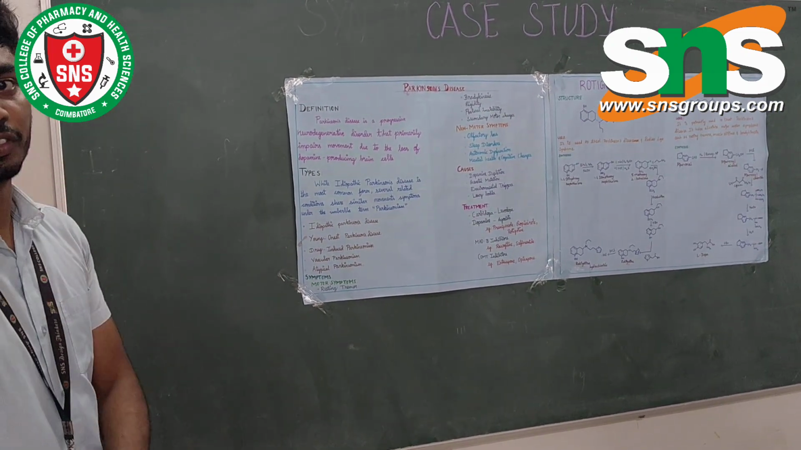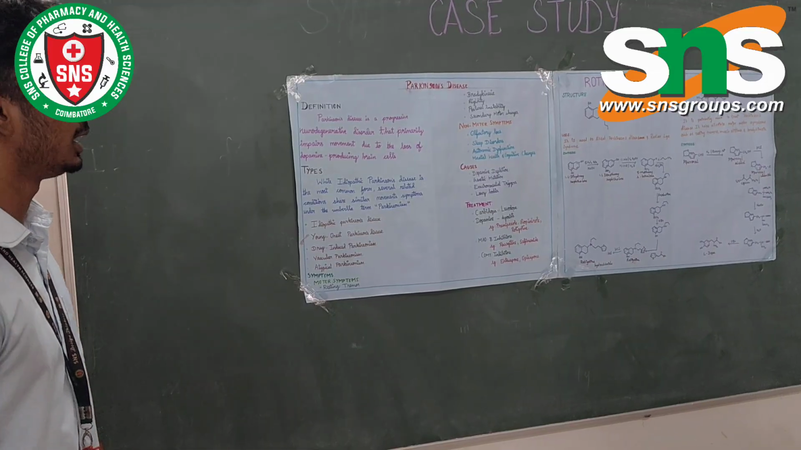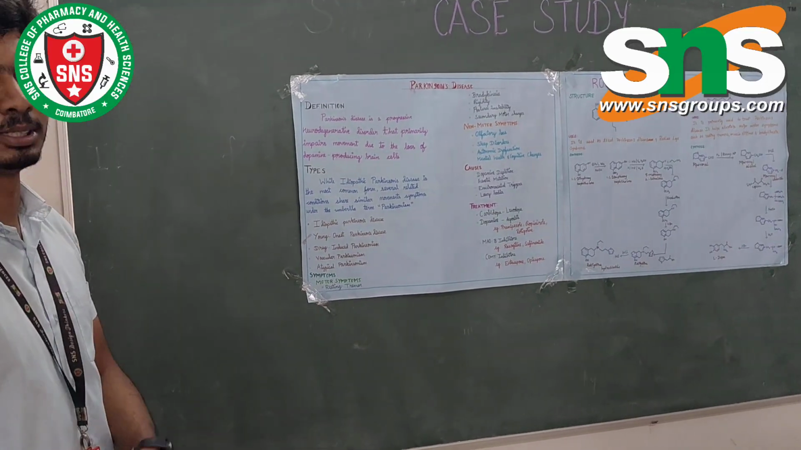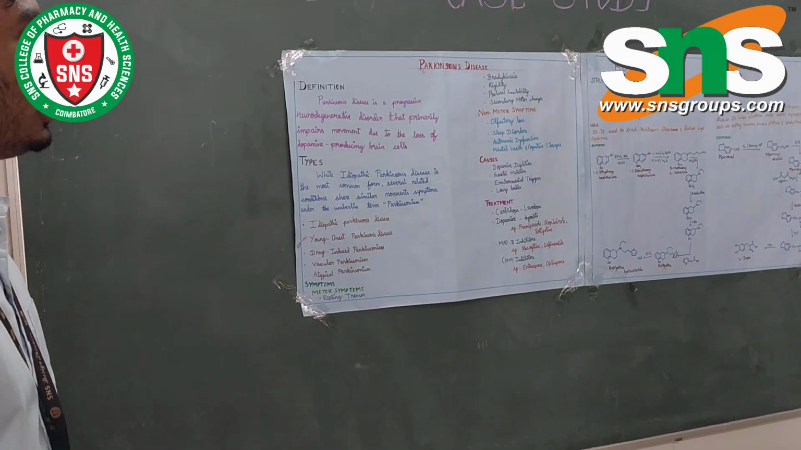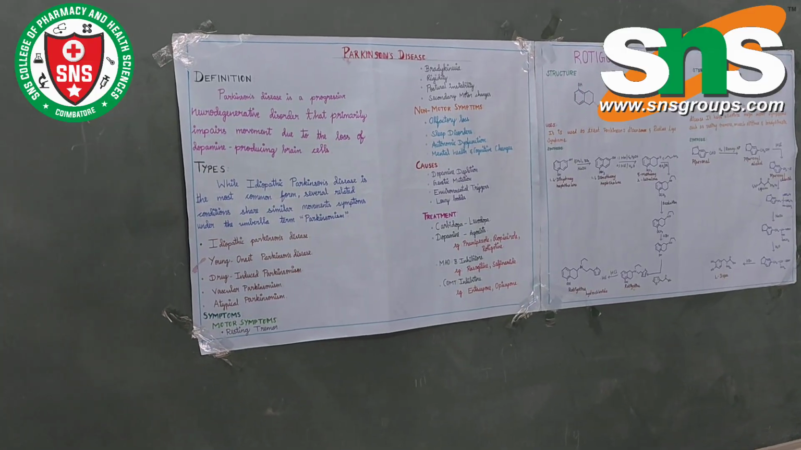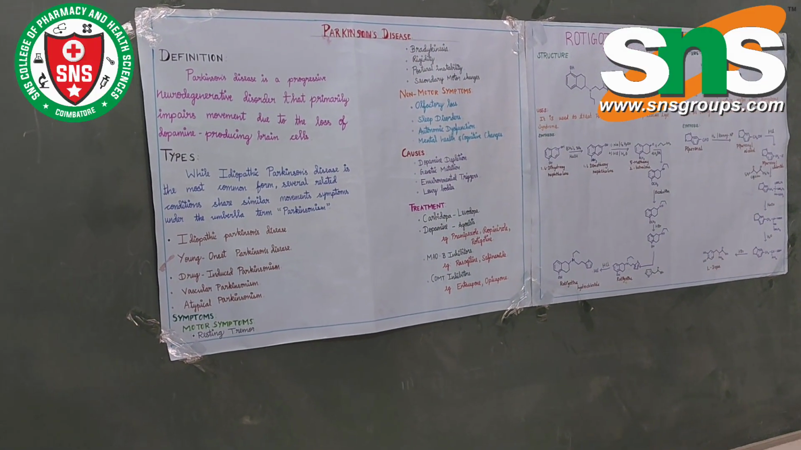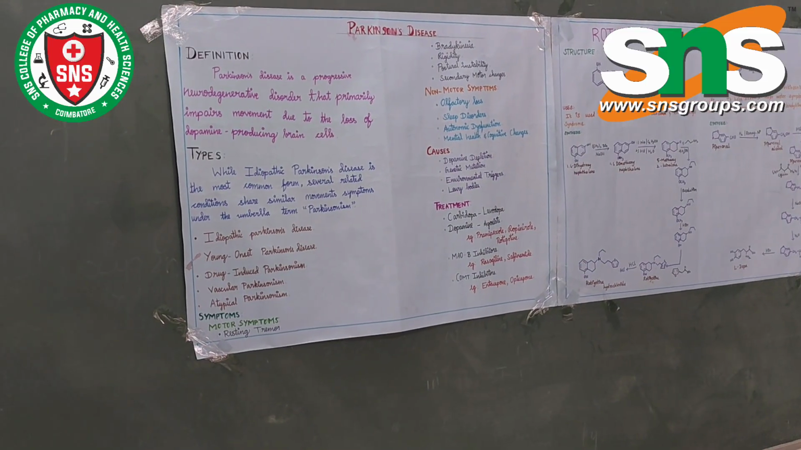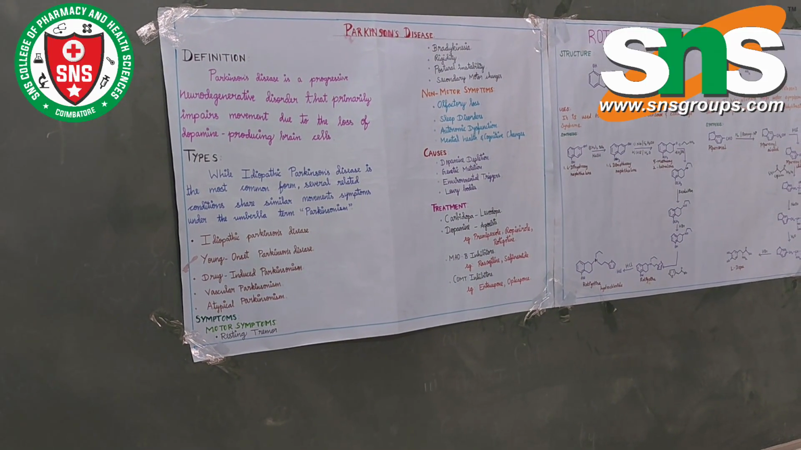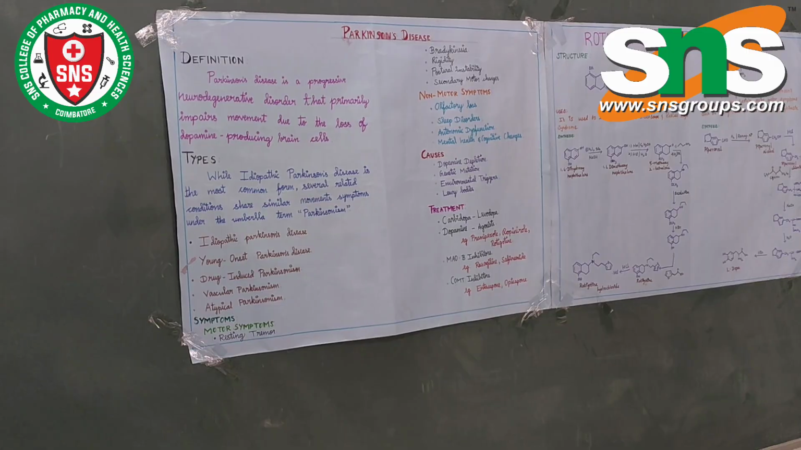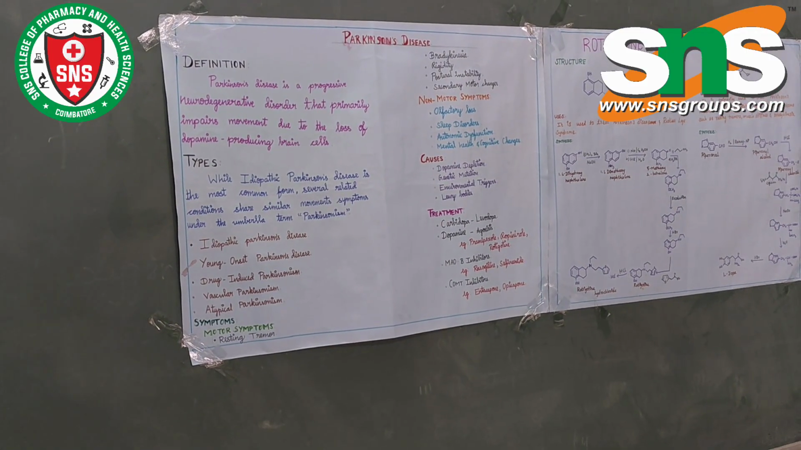There are two types of symptoms, motor symptoms and non-motor symptoms. In the motor symptoms, there are resting tremor, bradykinesia, rigidity, postural instability, and secondary motor changes. In non-motor symptoms, olfactory loss, sleeping disorder, autonomic dysfunction, and mental health and cognitive changes. And the causes and treatment will be explained by Aguila.